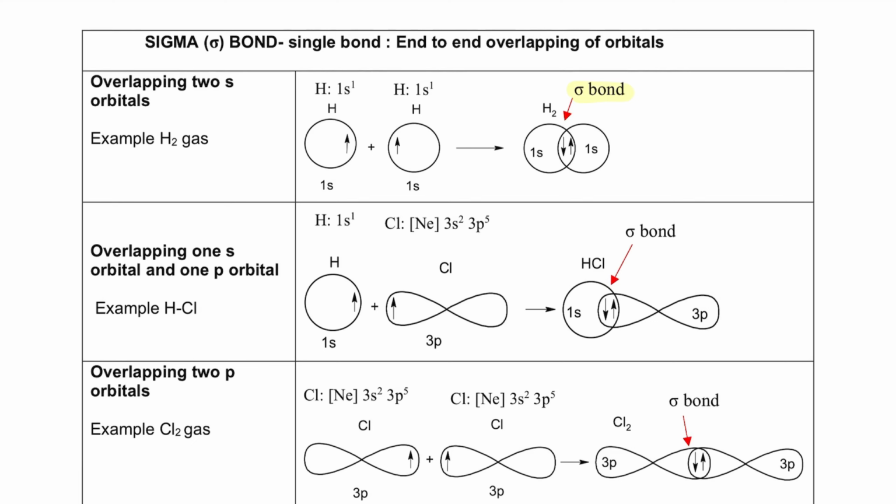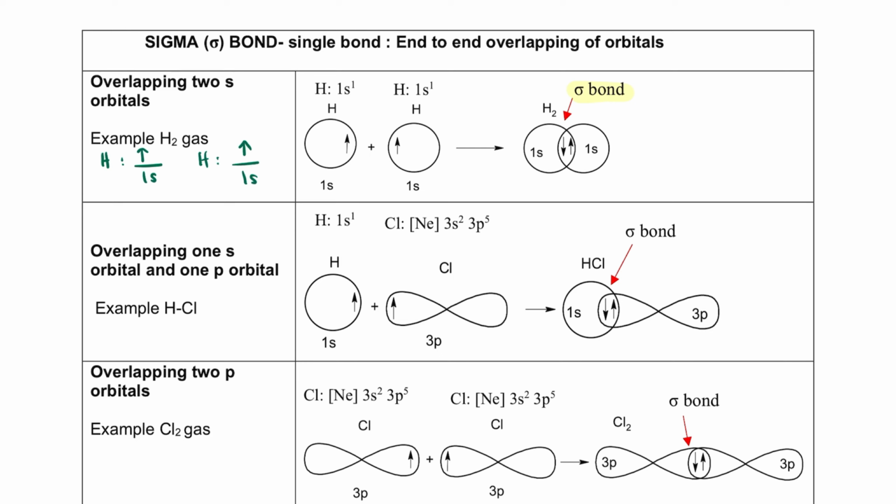Okay, so kita tengok formation of sigma bond dulu, which is single bond, end-to-end overlapping. First, overlapping antara dua s orbital. Example yang digunakan adalah hydrogen gas. For your information, hydrogen dia punya electronic configuration just 1s1. Atau kalau kita nak draw dalam bentuk orbital diagram macam ni.